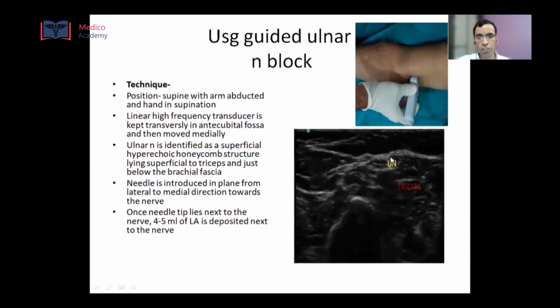below the brachial fascia. The needle is introduced in plane from lateral to medial direction towards the nerve. Once the needle tip lies next to the nerve, around 4 to 5 ml of local anesthetic is deposited close to the nerve.